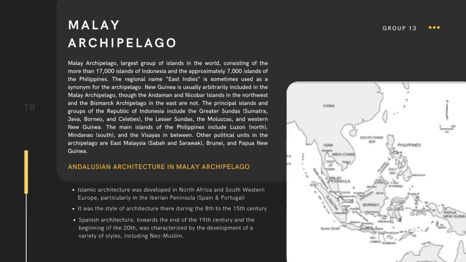For Andalusian architecture in the Malay Archipelago, Islamic architecture was developed in North Africa and southwestern Europe, particularly in the Iberian Peninsula, Spain and Portugal. It was the style of architecture there from the 8th to the 15th century. Spanish architecture towards the end of the 19th century and the beginning of the 20th was characterized by the development of a variety of styles, including Neo-Muslim.